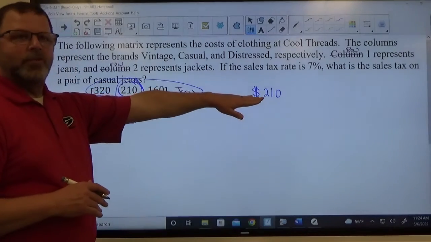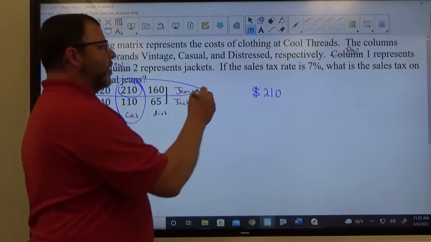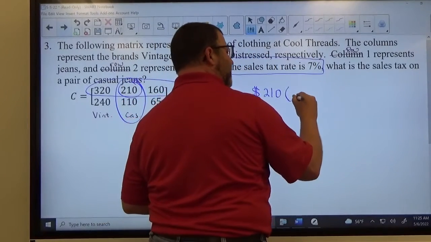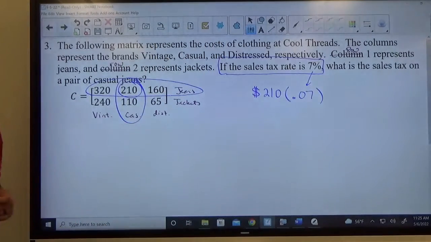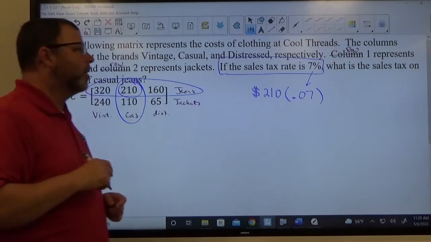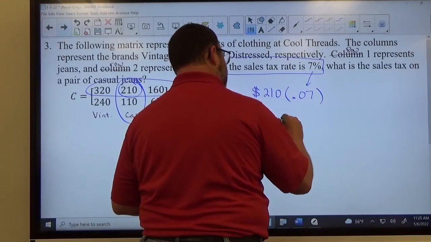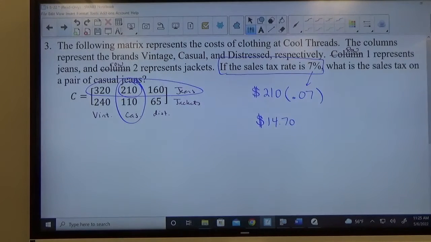but casual jeans at this particular store, $210. They want to know the sales tax on those jeans. The sales tax rate is 7%, so I'm simply going to multiply the cost of the pair of jeans times the sales tax rate as a decimal. Be careful, single digit percent, you have to move 2 places, so it's 0.07, not 0.7. If you type that in a calculator, I got $14.70 earlier when I did it, so I believe it's still the same answer. So the sales tax on this pair of jeans would be $14.70. That's what they're asking for.